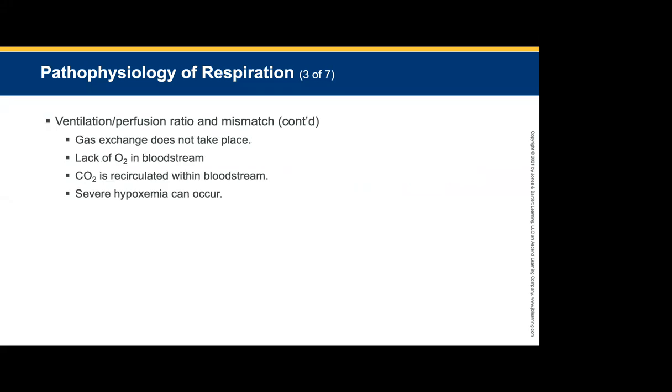So with ventilation and perfusion, we go a little bit further. When ventilation is compromised but perfusion continues, blood passes over some alveolar membranes without gas exchange taking place. This results in a lack of oxygen diffusion across the membrane and into the blood circulation.